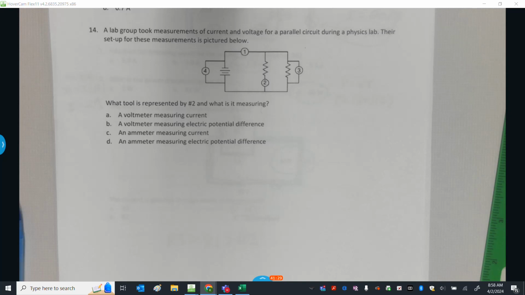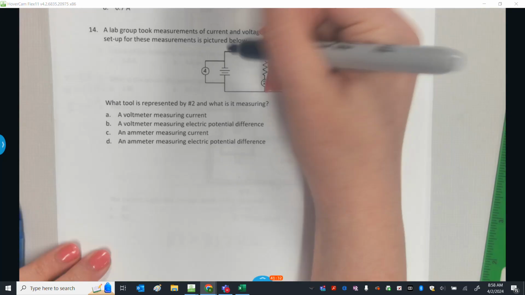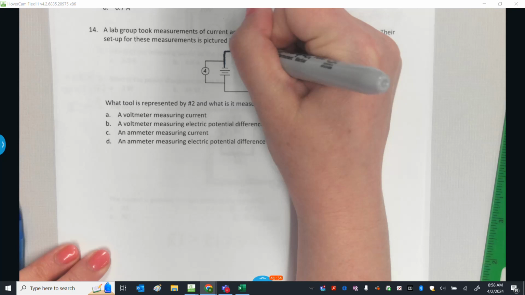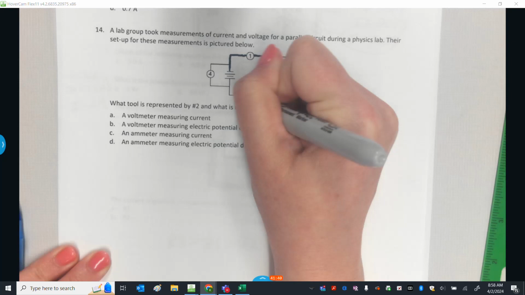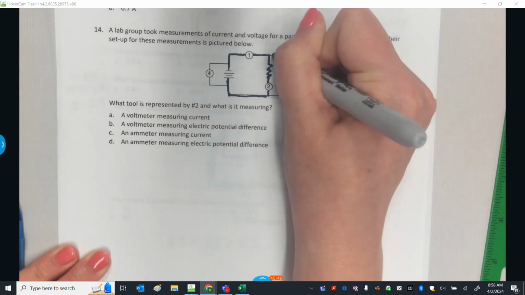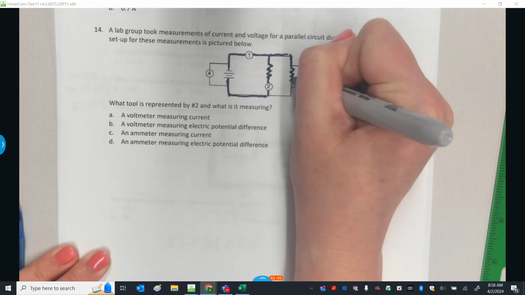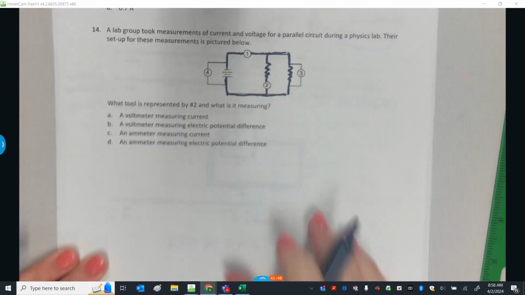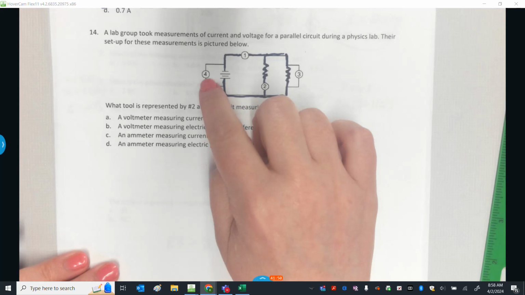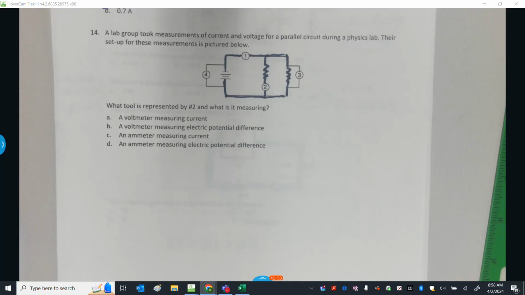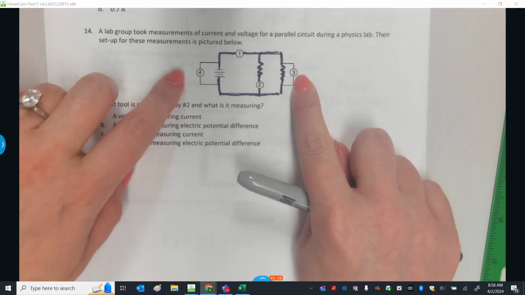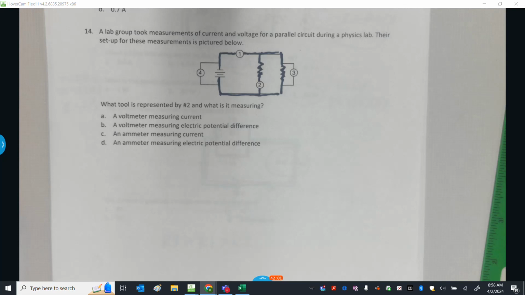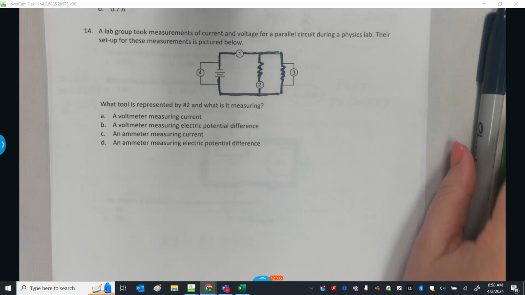First of all, this is a parallel circuit, and my circuit is right here. Part of my charges go here. The rest of my charges go here, but this is my circuit. These other wires that you see around 4 and 3, those are part of the way that you're using the device. This particular device represented by numbers 3 and 4 is connected in parallel, which makes it a voltmeter. But the question's not asking about 3 or 4, it's asking about number 2.